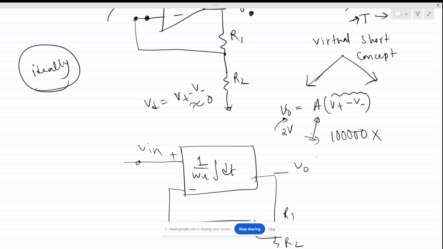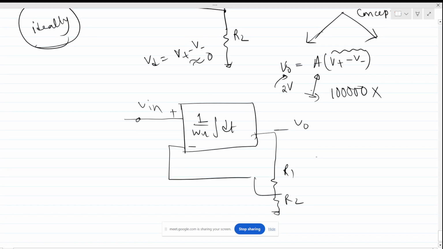In this block there is a V in as input, and V out is the output. So the unit of this block should be 1, as it is voltage by voltage. So I think omega u into integration dt is happening, right?